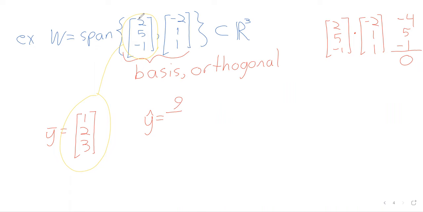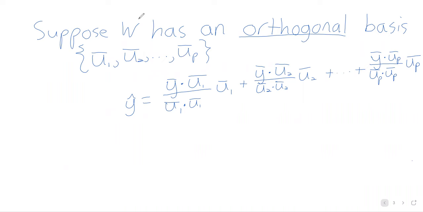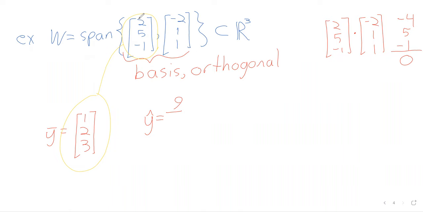And then we dot the basis vector with itself. So 4 and 25 and 1. I make the dot product of that basis vector with itself out to be 30. And then once we have that fraction, we scale or multiply the basis vector. And then we just repeat this pattern with the other basis vector.